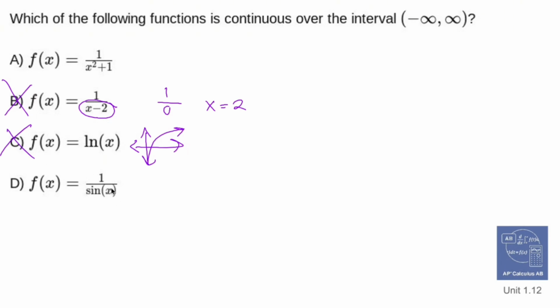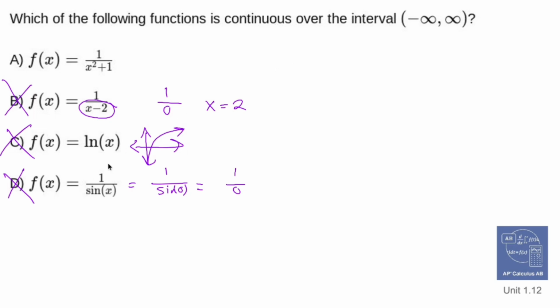Okay? Now, there are times where sine x becomes 0. In fact, there is an infinite amount of times. If you were to plug in 0 for x, 1 over sine 0 is undefined. So not only is it discontinuous at 0, it's discontinuous at 2 pi and 4 pi and -2 pi and all these other spots. So D is not continuous over the entire interval.